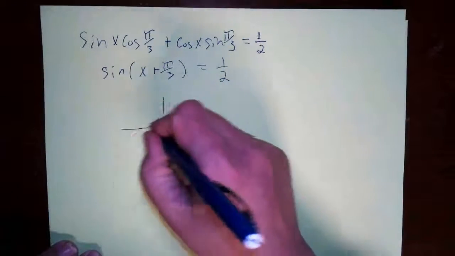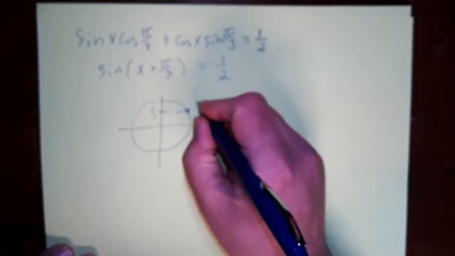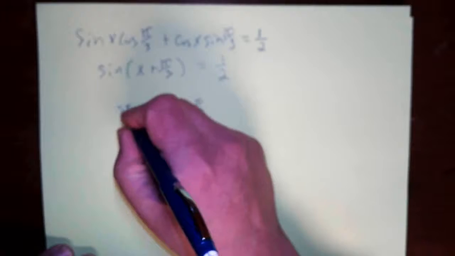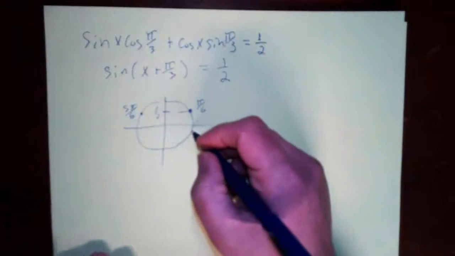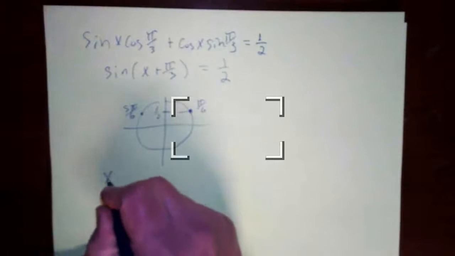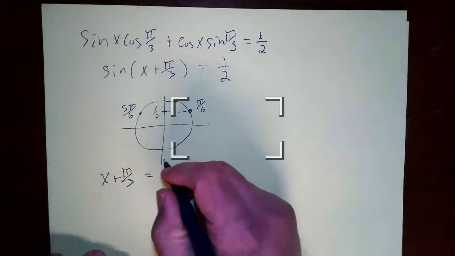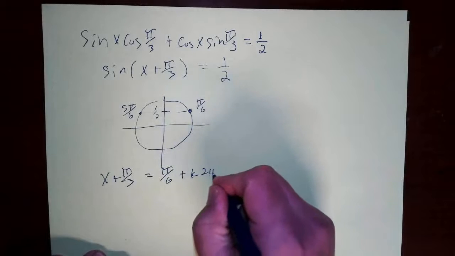So using the unit circle here, 1/2 for the sine would be right here, and you would have pi over 6, and the one over here would be 5 pi over 6. Now these are the two solutions between 0 and 2 pi. So what I'm going to do is take this and set it equal to, we'll say, pi over 6 plus k times 2 pi.